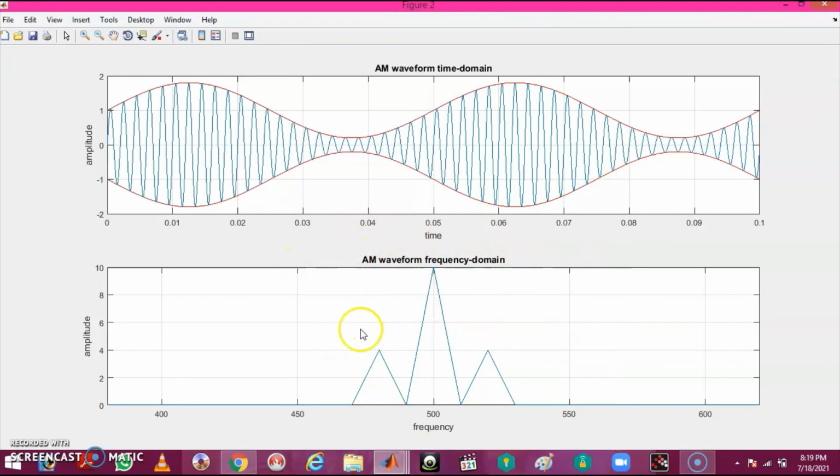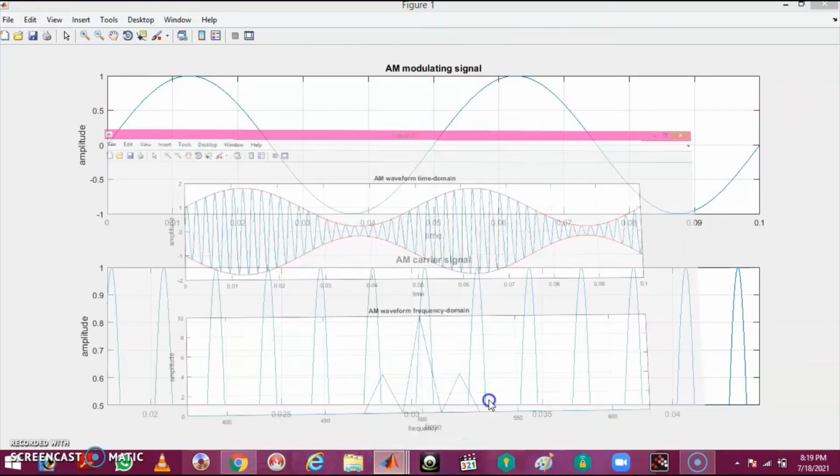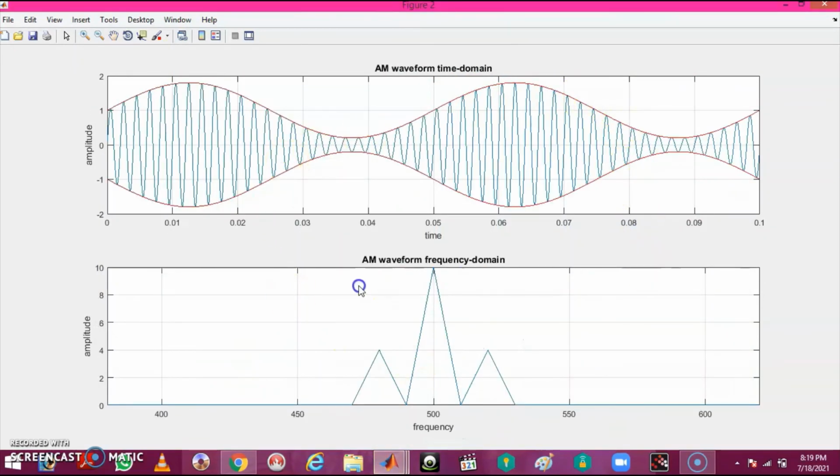Actually here your carrier frequency is 500 and your message frequency is 20. So you are getting 520 for FC plus FM and you are getting 480 for FC minus FM. So these are the two outputs. This is output 1, figure 1, and this is figure 2. So we got the outputs for figure 1 and figure 2.